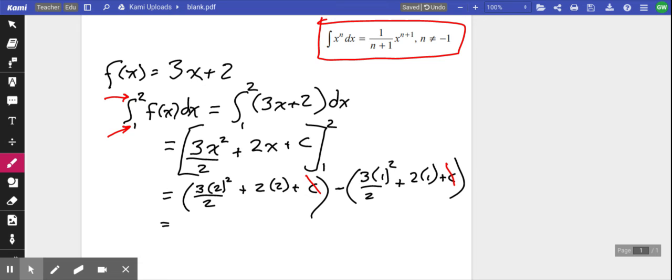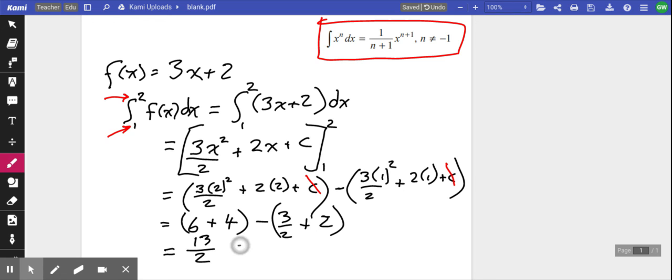So 3 times 2 squared divided by 2 is just 6, plus 2 times 2 is 4, minus, in the parentheses, we have 3 halves plus 2 times 1, which is just 2. And the c's canceled. I get that to be 13 halves, or 6.5 if I want to do it that way. No idea what the units were, but we don't know what the problem was to begin with anyway. And that's our answer.